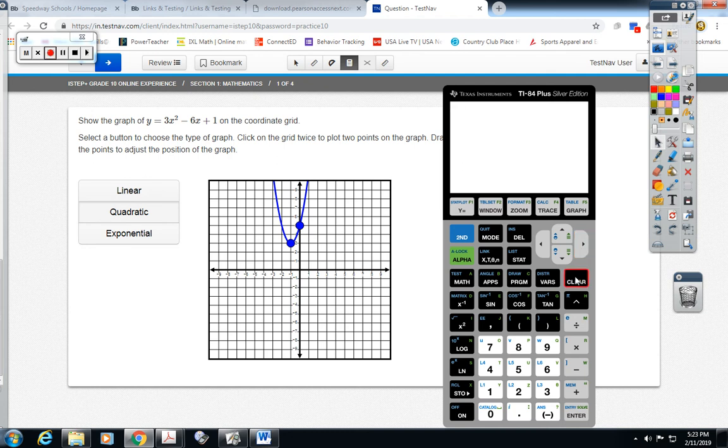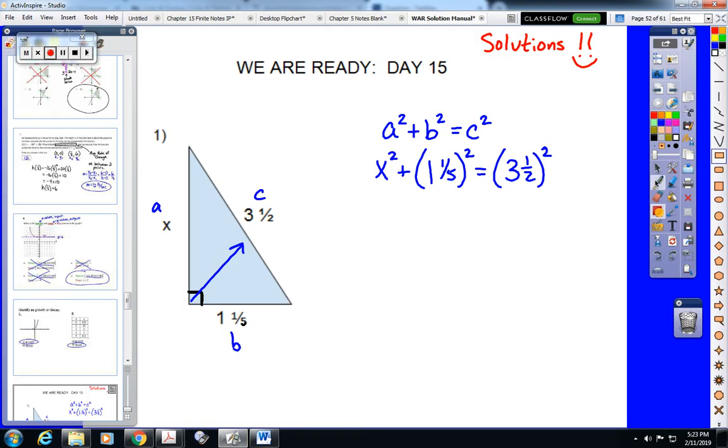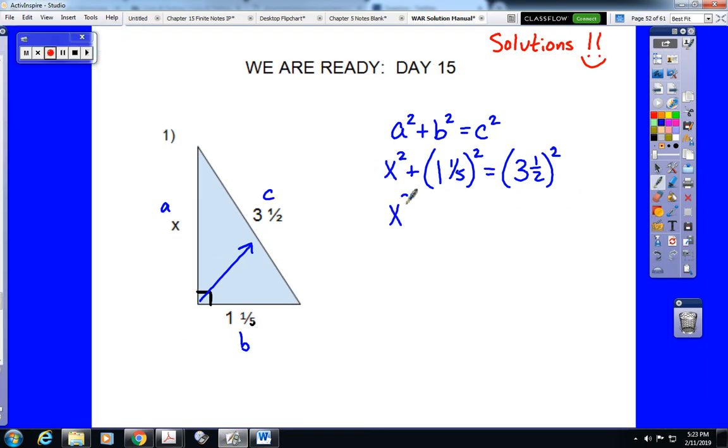So let's do that again, and this time let's do it right. Okay? So we're going to put that in parentheses. So alpha y 2, 1 1/5, close, squared. Enter. That is 36 over 25. So we're going to go back over here and we're going to say x squared plus 36 over 25 equals.